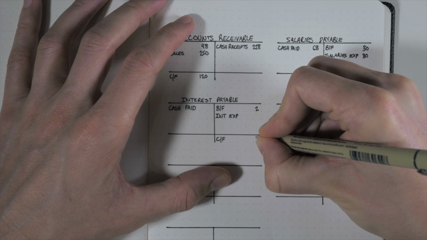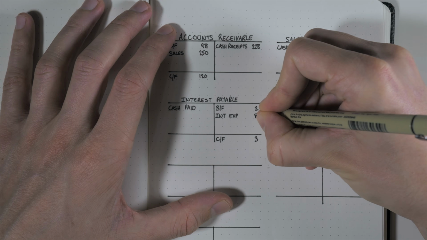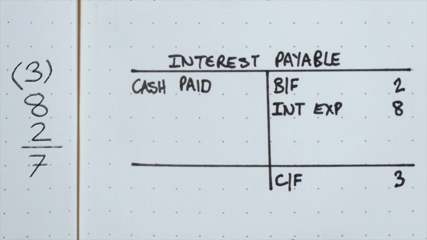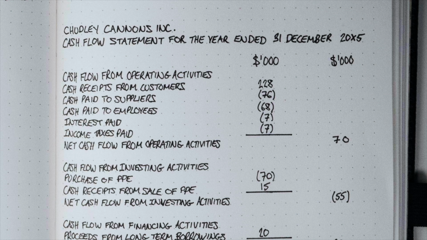So let's enter these into our T account to work out interest paid. Our closing balance of -3 less the interest expense of 8 less the opening balance of 2 gives us interest paid of 7. It's positive, so we debit the T account by 7,000. When we check back against the cash flow statement, we can also see interest paid of 7,000, so it matches.